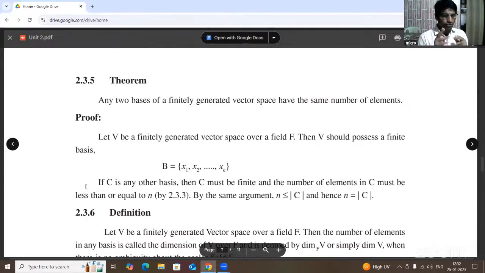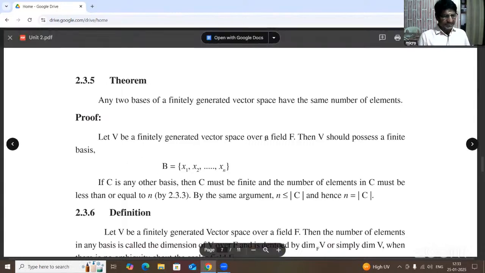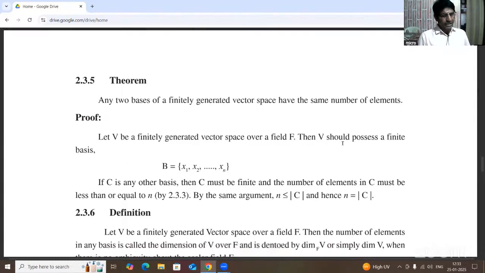Take any two bases of the vector space, one with N elements and another with M elements. Then M equals N. This is also a corollary of the above theorem. Let V be any finitely generated vector space. That is the simple proof here. V is a finitely generated vector space over the field F. Now it should possess a finite basis, meaning n elements in the vector space. B equals the set {x1, x2, and so on, xn}.